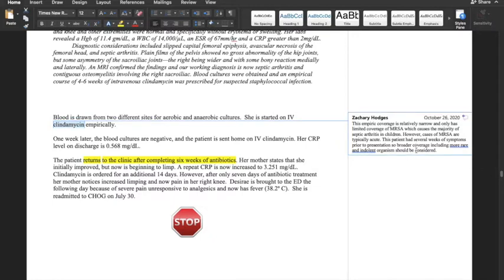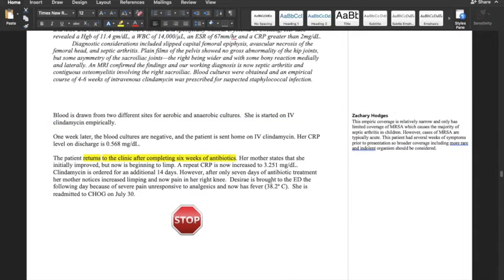Another thing with this case, she had several weeks of leg pain, and that makes me lean towards this might not be a typical organism like staph or strep causing her osteomyelitis. That might be a clue that she may have an atypical organism. So 1 week later on IV antibiotics, blood cultures are negative. The patient was sent home on IV clindamycin. Discharge CRP was 0.5, down from above 2.